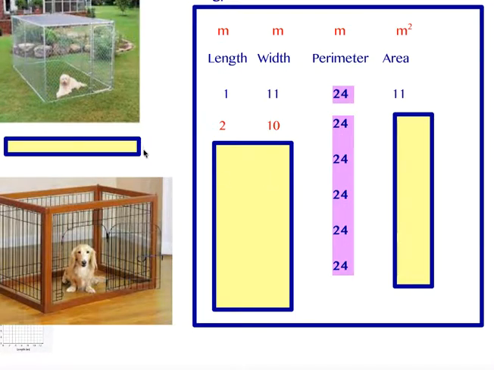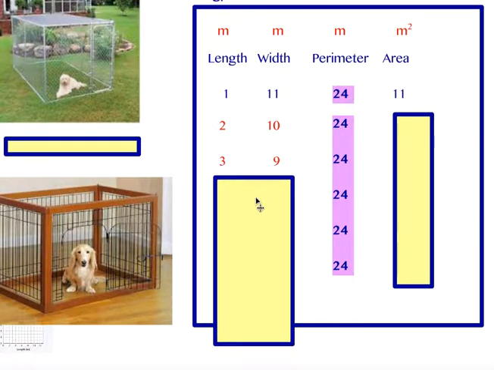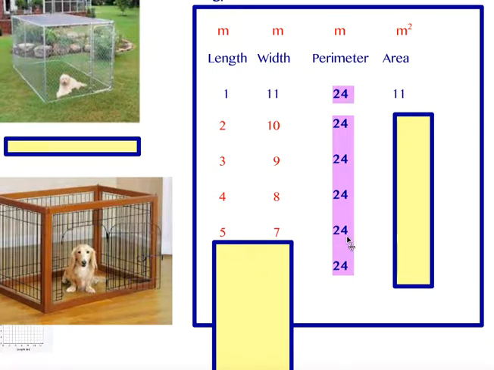What if this short dimension was 3? Well, the longer dimension would be 9 because 3 plus 9 is 12. Double it, get 24. 4 plus 8 is 12. Double it, get 24. 5 plus 7 is 12. Double it, get 24. And 6 plus 6 is 12. Double it, get 24.